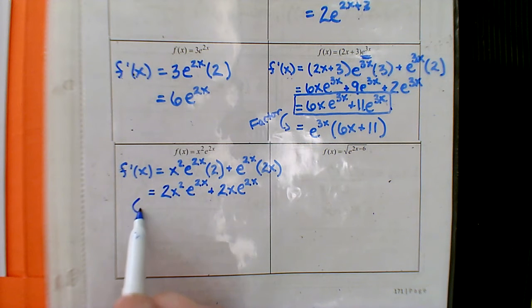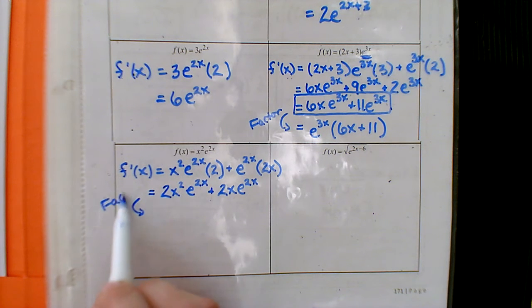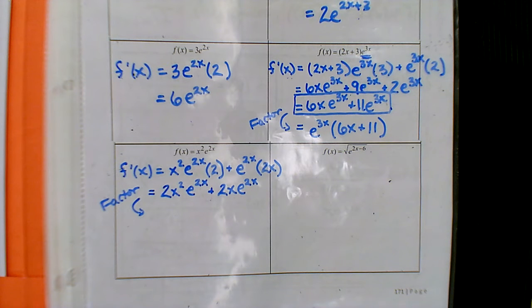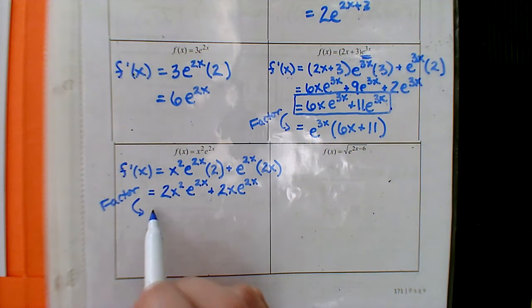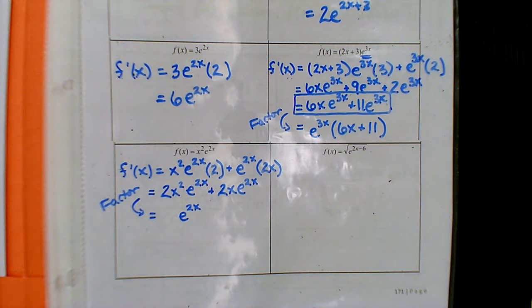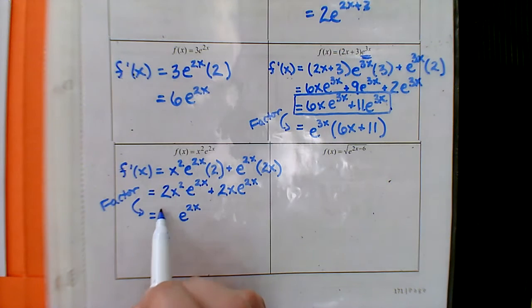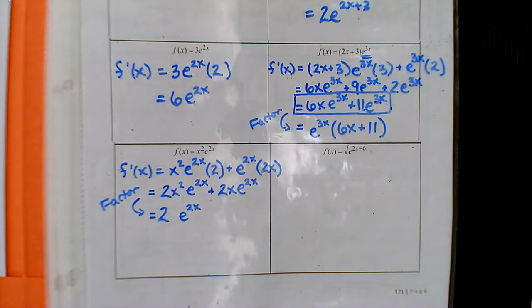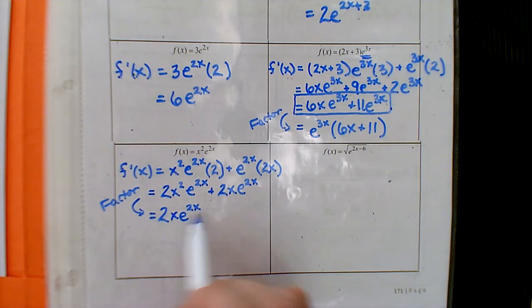Maybe you can factor it. I'm not saying you have to, but maybe it's a good practice. Is there a GCF you can remove? Something they all have in common? Yeah, e to the 2x. Okay, an e to the 2x, definitely. Oh, a 2. Yeah? A single x, yep.